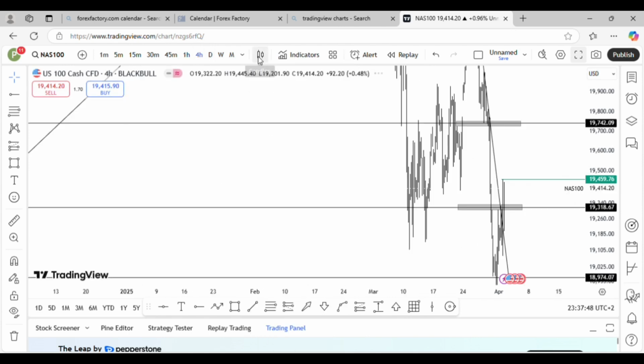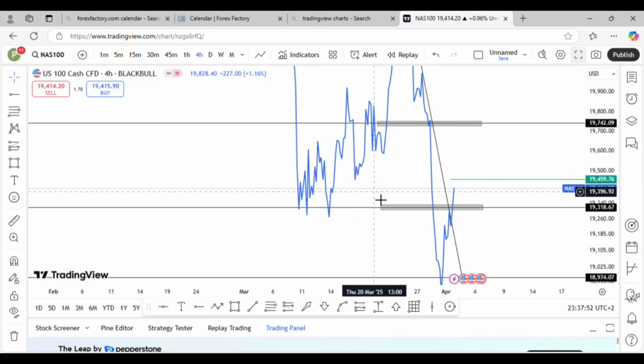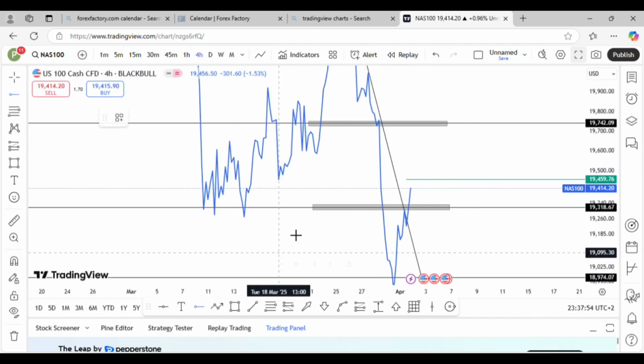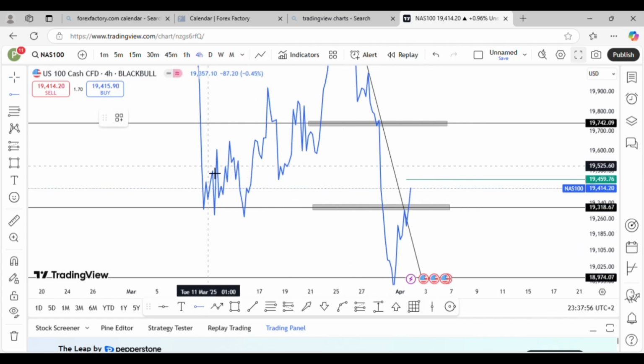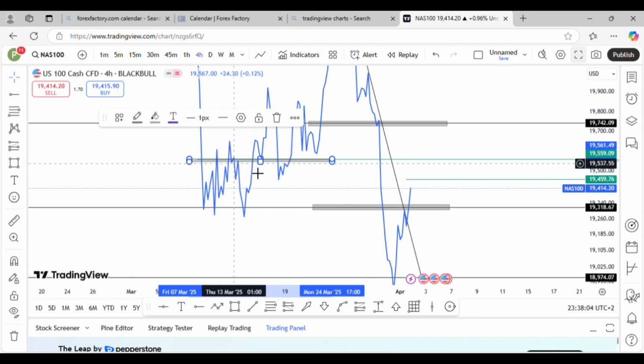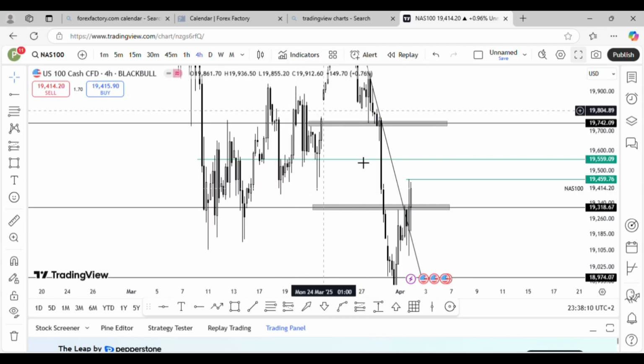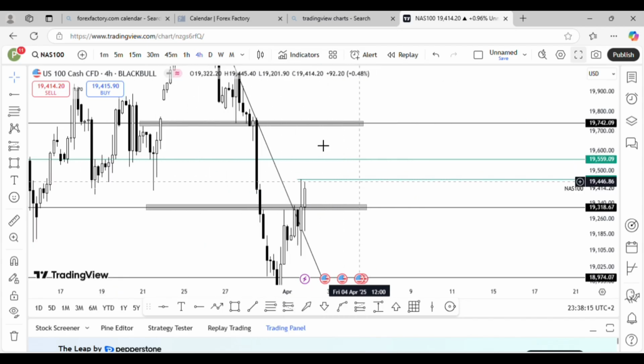On my 4-hour chart, what do I usually do? I usually change this into my line graph. Once I change this into my line graph, I am looking for any possible reversal zones. So I can tell that we have a reversal zone here, the market came to retest there. So I can say this is my reversal zone. Then now I'm changing it to candles, and you can see that point is our reversal point there.